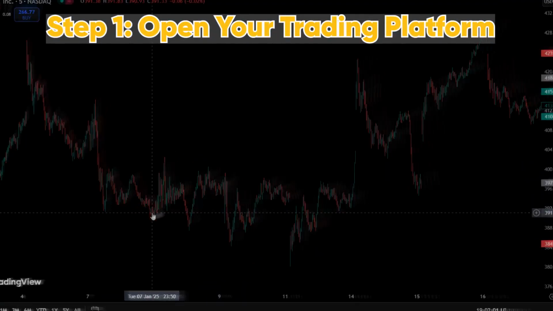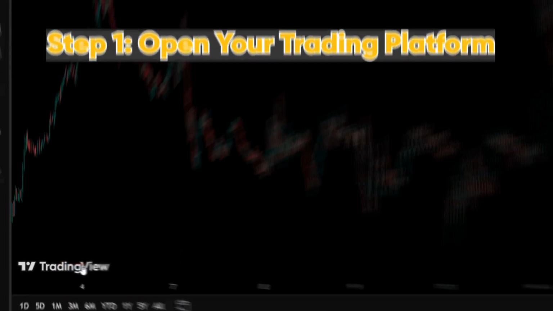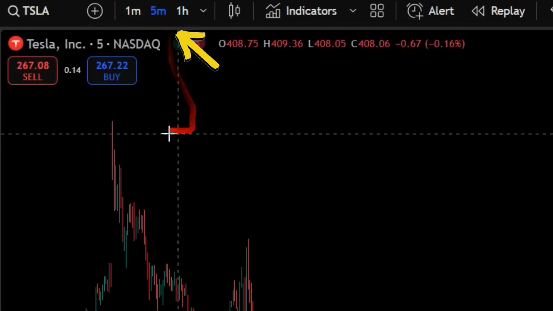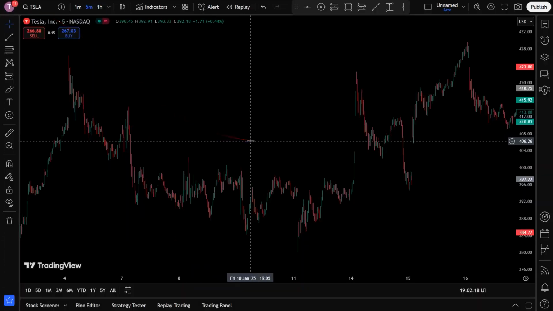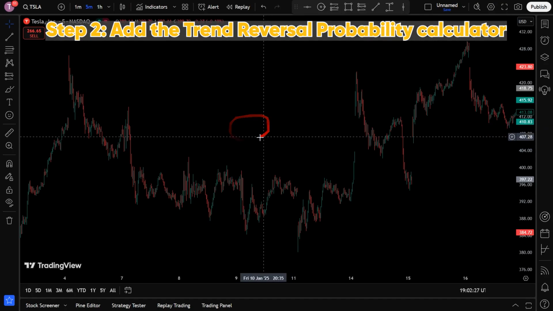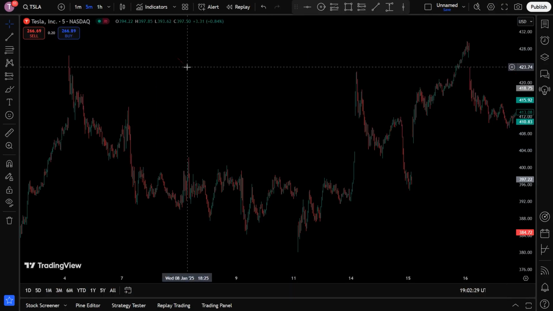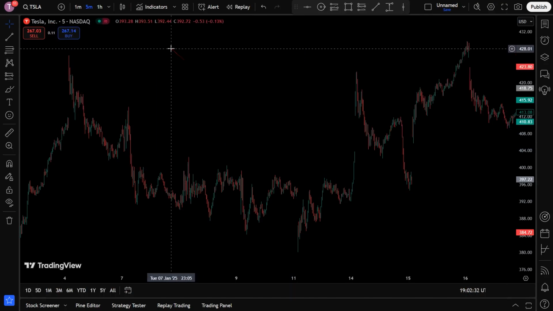First thing first, open TradingView or any platform that supports custom indicators. We'll be using the 5-minute time frame for this strategy, and for this example, we'll use Tesla's chart. You can apply this method to any asset. Now let's add our first indicator, the trend reversal probability indicator. Here's how you do it.